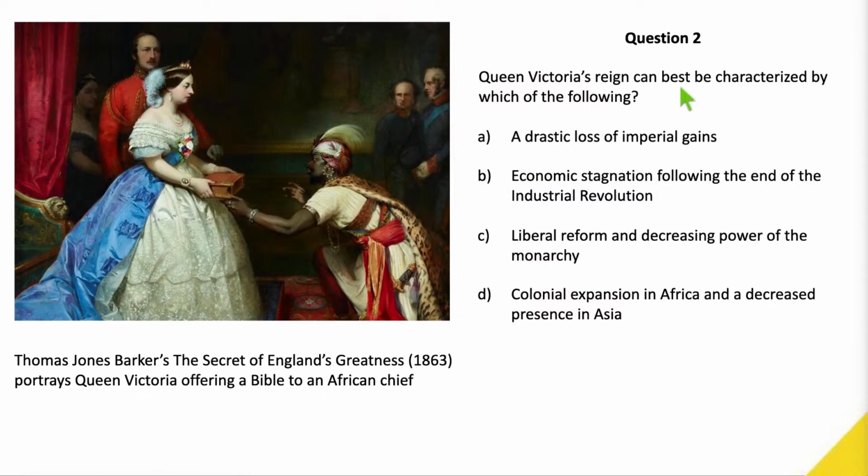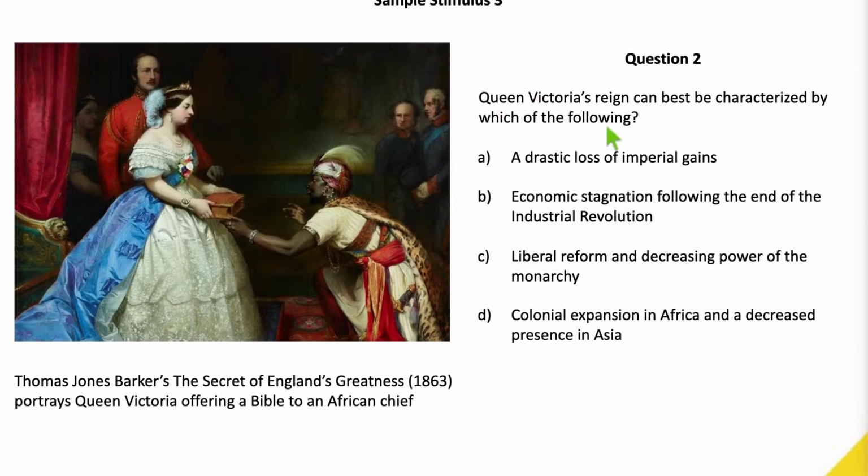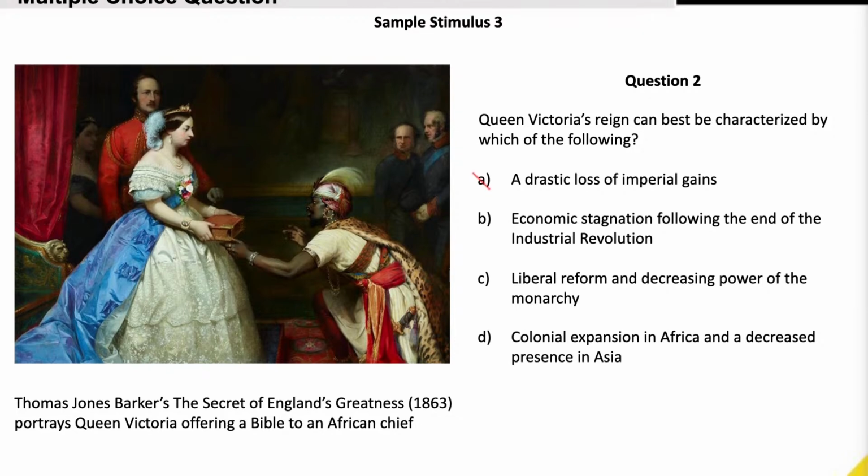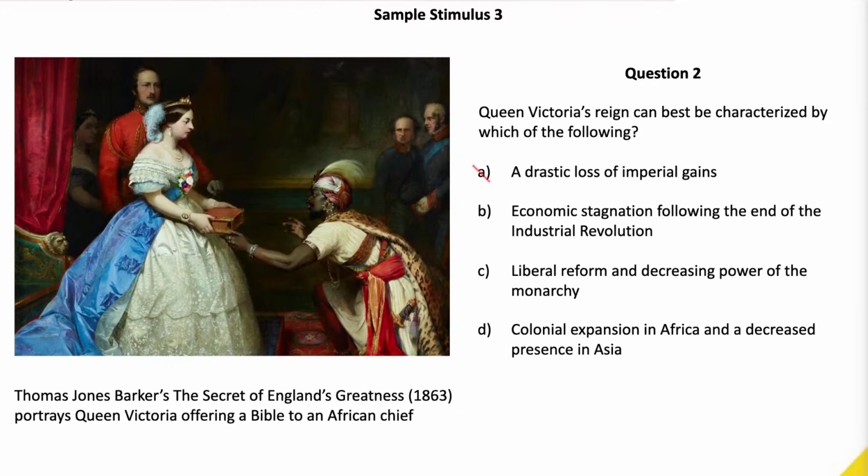You may not know why, but chances are they would be correct. So let's take a look at this one. Queen Victoria's reign can be best characterized by which of the following? Okay, a drastic loss of imperial gains. Now that did not happen in her time, so it's not that. Economic stagnation following the end of the industrial revolution.